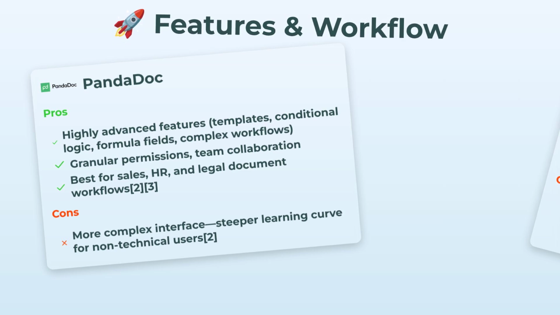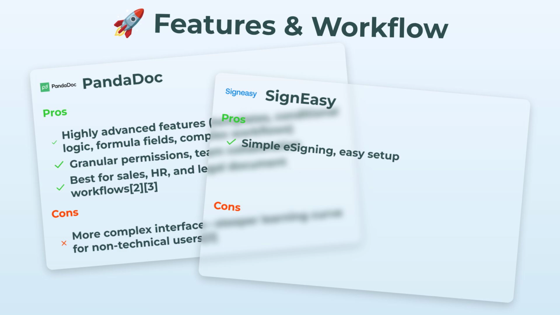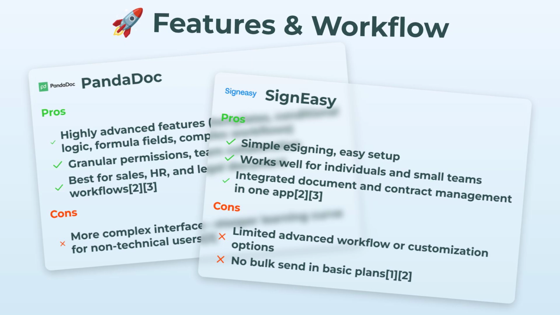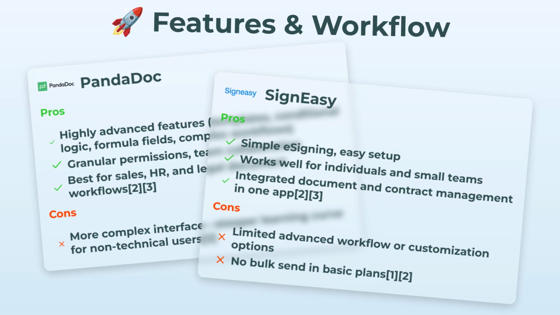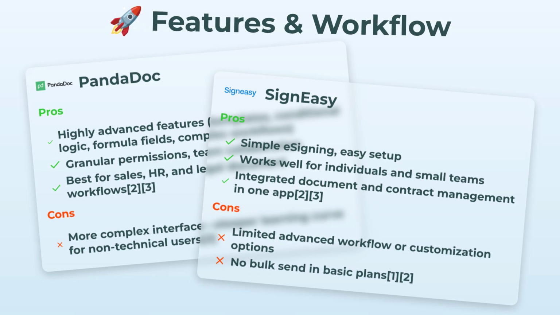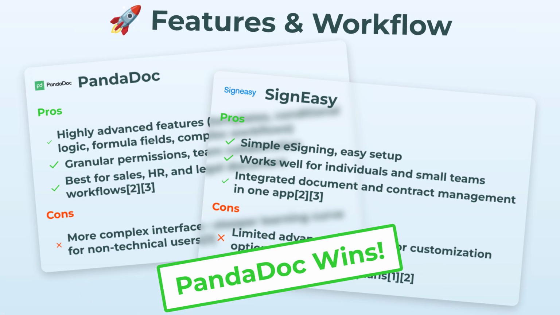On the other hand, SignEasy, it's all about quick e-signing and easy setup. Seriously, if you just want contracts signed and done, it works so smoothly for solo folks and small teams. They do let you manage docs and contracts in one app. But if you need those advanced workflows or bulk sending, it's not really built for that right now. So for this category, PandaDoc snags the win. It's just next level if you need more than basic signatures.